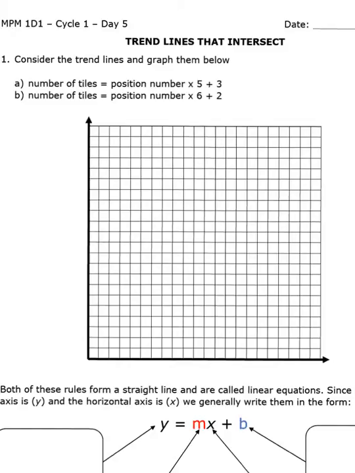It says, consider the trend lines on the graph and graph them below. The first one says number of tiles, and our rule is position number or step number times 5 plus 3. And the second one says that our rule is our number of tiles is equal to our position number or step number times 6 plus 2. Okay? And so we're going to graph these and see kind of what happens.